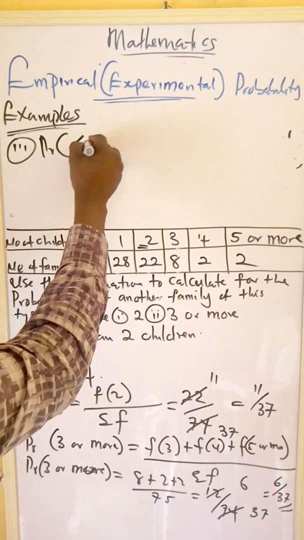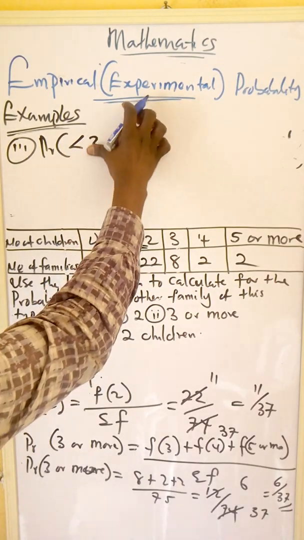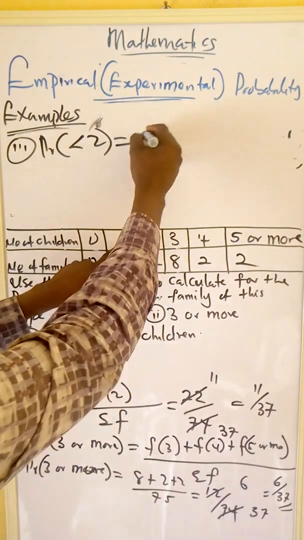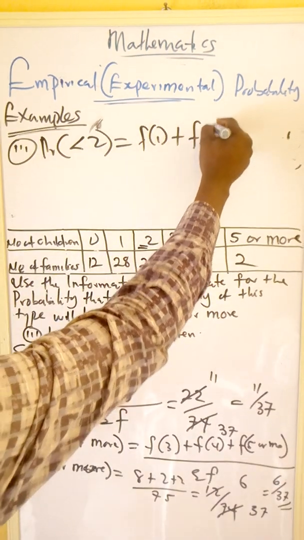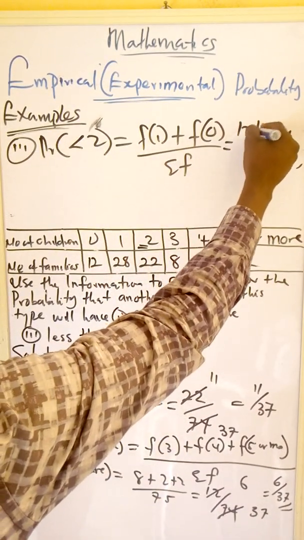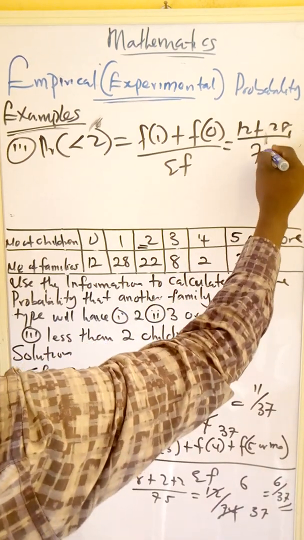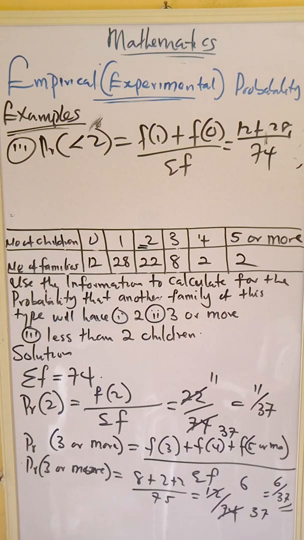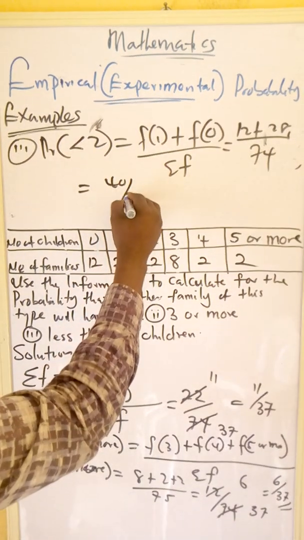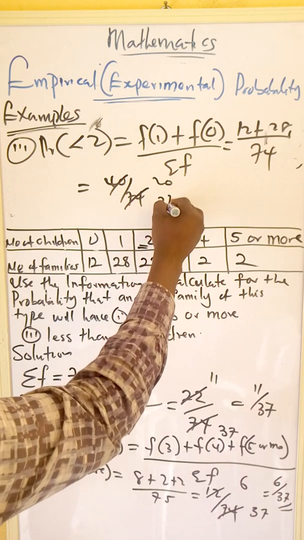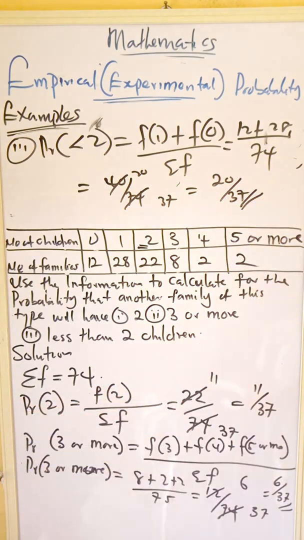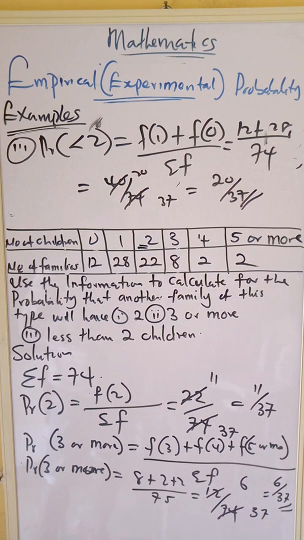So the probability of less than 2 children. Less than 2, so that 2 is not inclusive. Less than 2 will be frequency of 1 plus frequency of 0 all over summation F. Frequency of 0 is 12 plus 28 all over 74, which gives 40 over 74. Dividing by 2 gives 20 over 37. So that is about empirical probability.